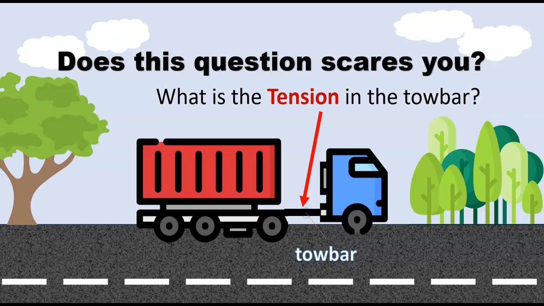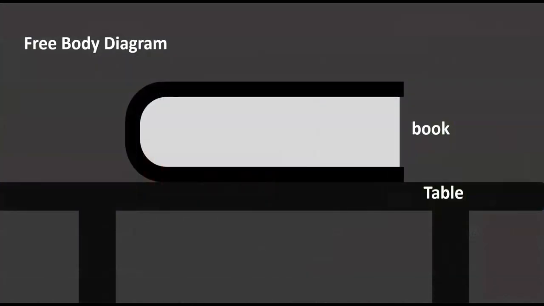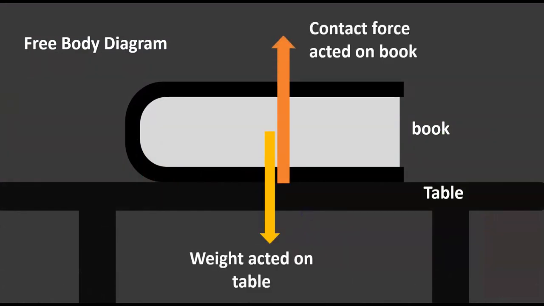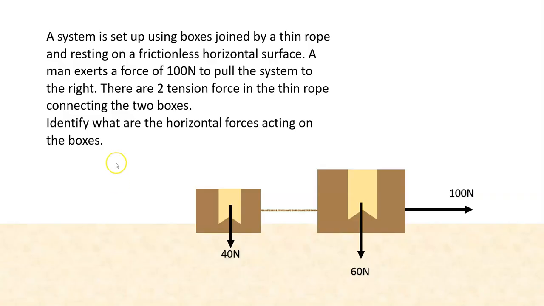First, let's learn the basic concept of using free body diagrams to find the effect of forces acting on an object. Analyzing free body diagrams to determine the effect of forces is the most fundamental yet most important skill you must acquire if you want to score well in dynamics. Let's look at this example.